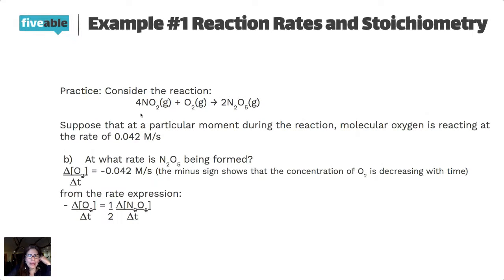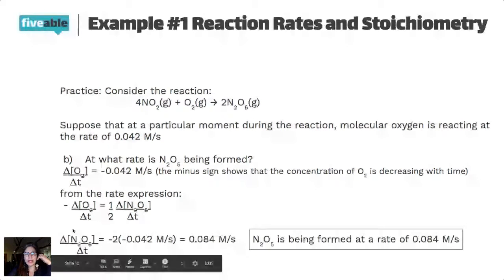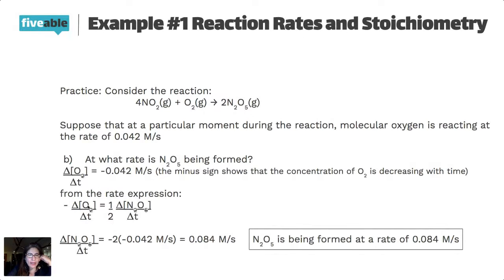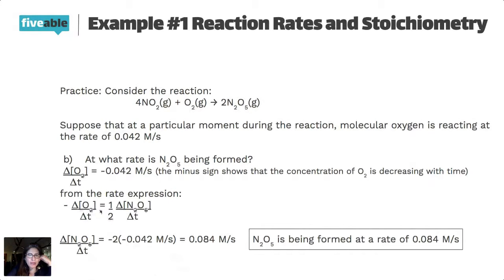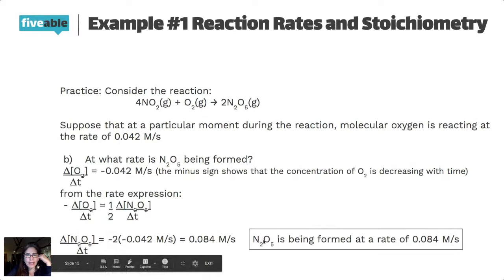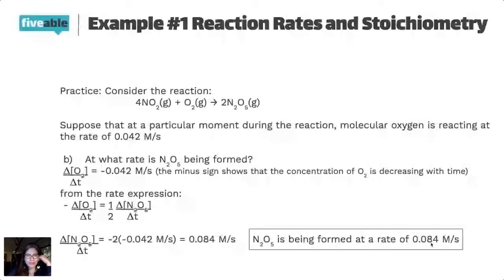So if we get from the rate expression, considering only oxygen and dinitrogen pentoxide, and then we solve for the change of dinitrogen pentoxide over time, then we will have to multiply the rate of oxygen that they gave us times 2 times negative. Well, we pass the 2, we have the negative here. So we will have that dinitrogen pentoxide is being formed at a rate of 0.084 molarity per second. Remember to consider your sig figs, and that will be our answer.